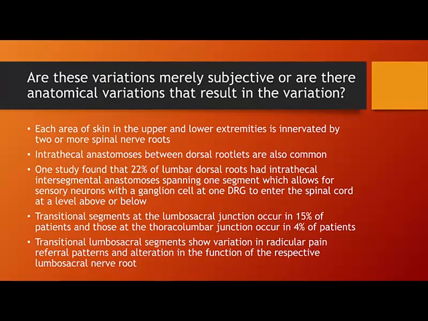below. Transitional segments at the lumbosacral junction occur in 15% of patients, and those at the thoracolumbar junction occur in 4% of patients. Transitional lumbosacral segments show variation in radicular pain referral patterns and alteration in the function of the respective lumbosacral nerve root.